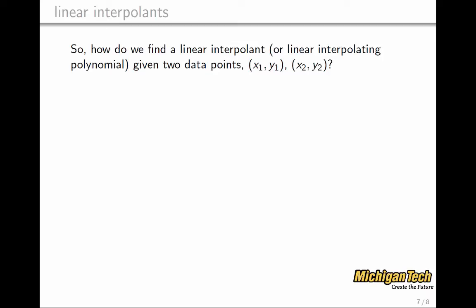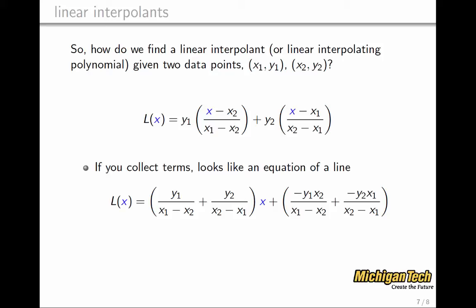Well, it turns out that given two data points, (x1, y1) and (x2, y2), we can create a linear interpolant with this formula. L of x is a function of x, and here you have your data values x1, x2, y1, and y2. Now this might look intimidating at first, but really it's just a straight line. How do we see that? Well, if you collect terms, so you collect all the terms that have the x in them and all the terms that do not, this looks like a straight line, the slope of a straight line, and the y-intercept.